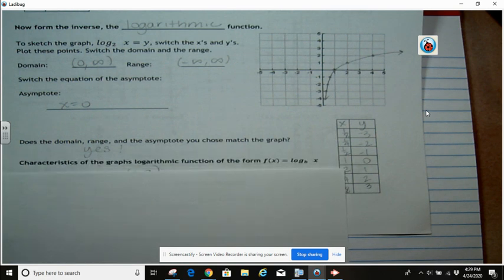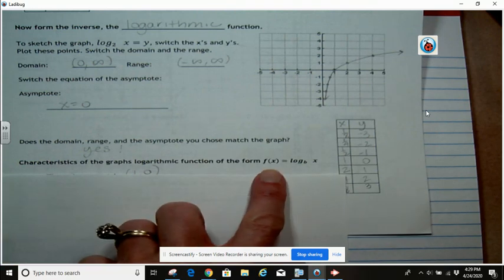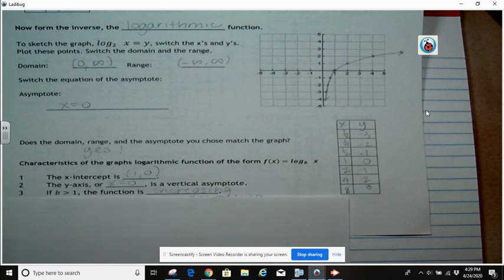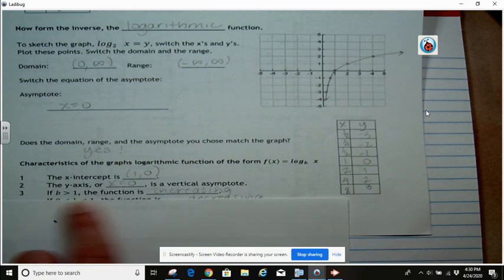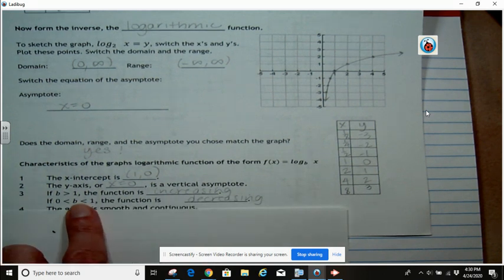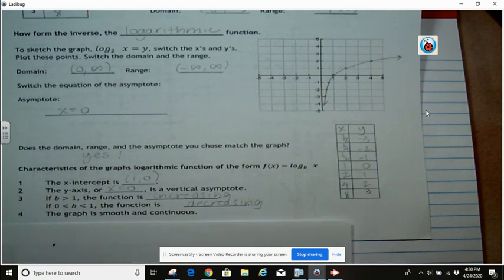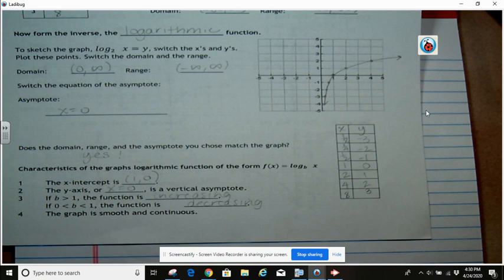Yes. The characteristics of the graphs of the logarithmic function, f of x equals log base b of x: The x-intercept is (1, 0). The y-axis, or x equals 0, is a vertical asymptote. If the base is greater than 1, the function is increasing. And if the base is between 0 and 1, then the function will be decreasing, and the graph is a smooth, continuous curve.